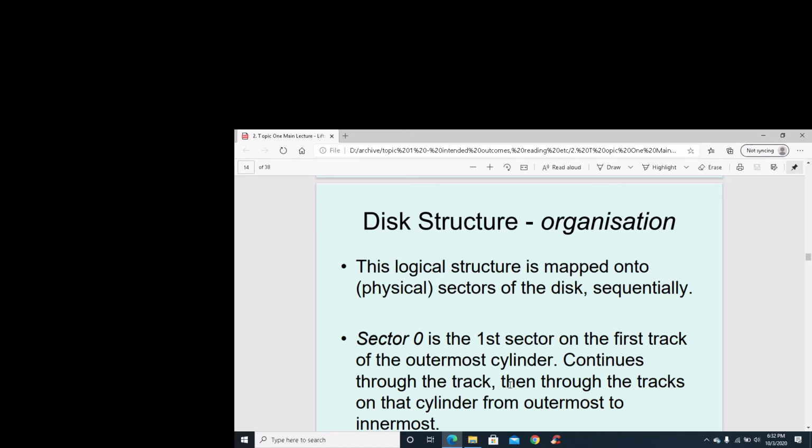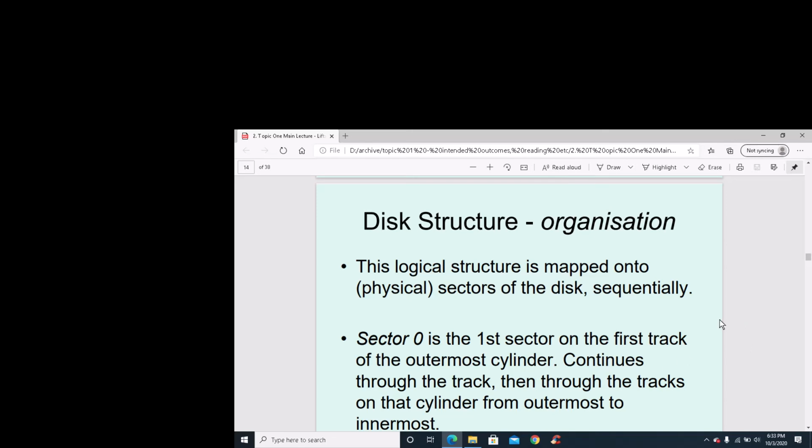I mean, perhaps you're looking at the nth element of the array that you now want to place on the disk. Well, you go to the second cylinder and place it in the first sector, and so on. So hopefully that's reasonably clear.